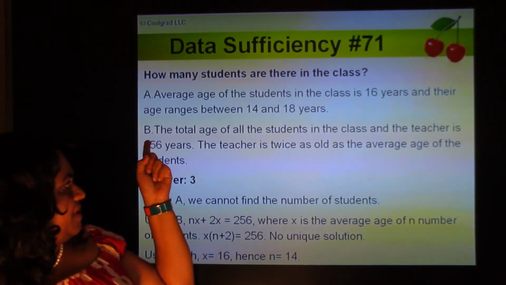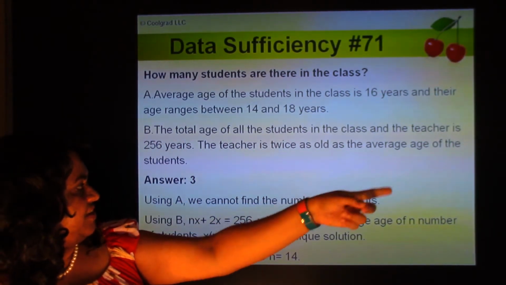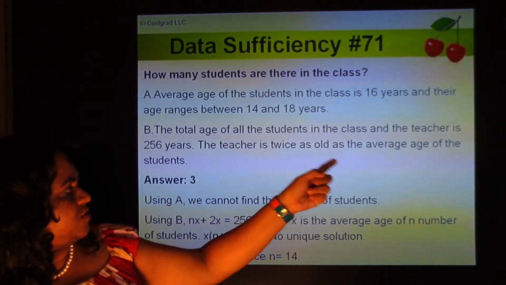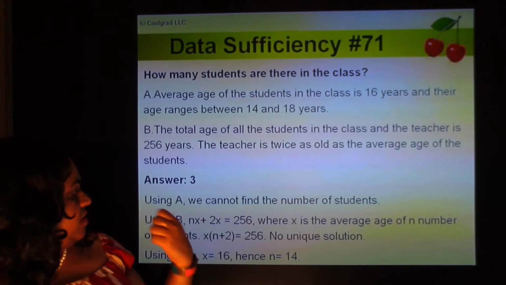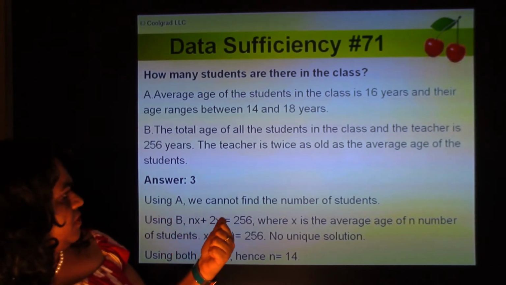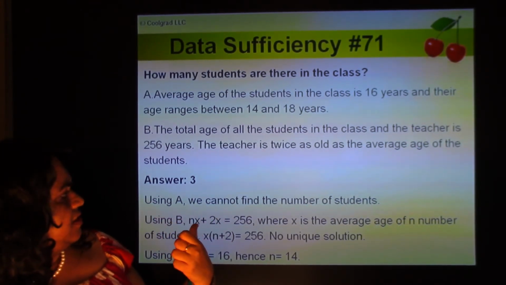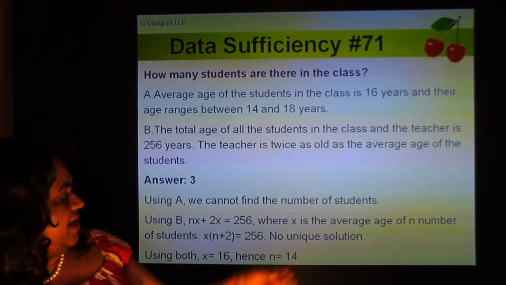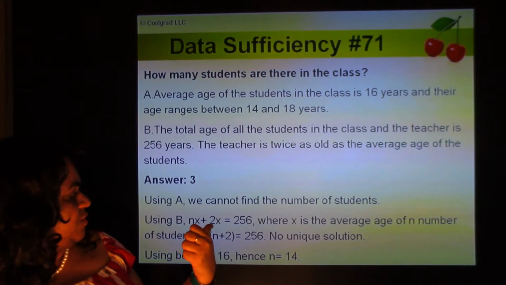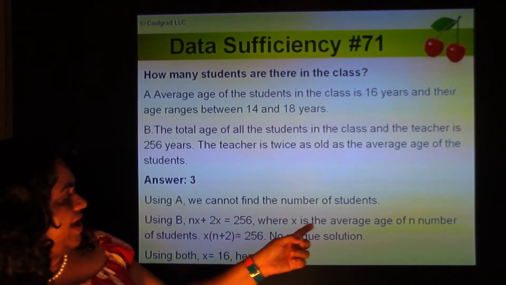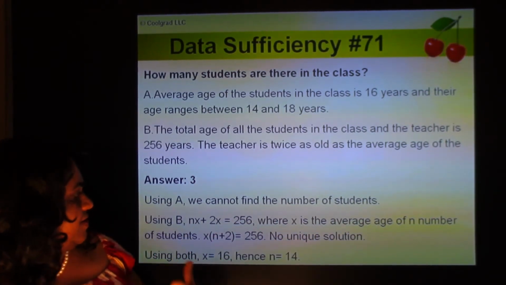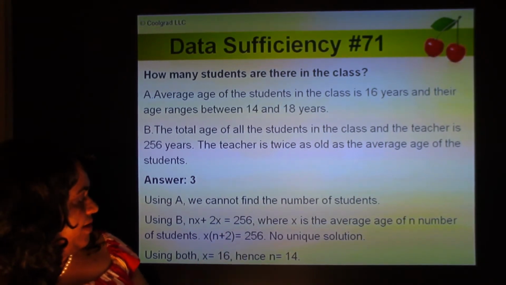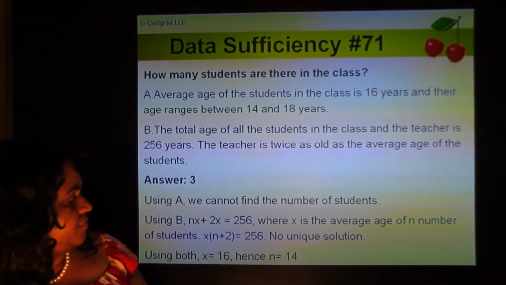So statement B, the total age of all the students in the class and the teacher is 256 years. So the teacher is twice as old as the average age of the students. Using statement B, suppose there are n students in the class and the average age of the students is x. Teacher is twice as old as the average age, 2x. So nx plus 2x is 256, where x is the average age of the n students. So x times n plus 2 is 256. And there's no unique solution.